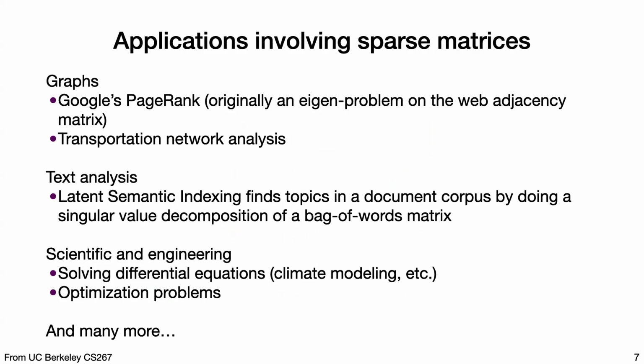More possible applications: graphs. Like I said, like the PageRank for the internet, and transportation networks. If the nodes are, for example, intersections, and the roads are the edges connecting the nodes, most of the intersections are not connected to most of the other intersections because of paths through the transportation network. For text analysis, you have a matrix of words. And a lot of them come up in science and engineering problems, like differential equations, optimization problems, and simulation.